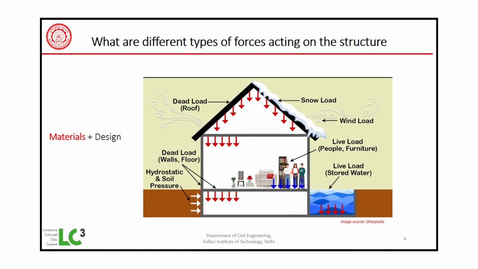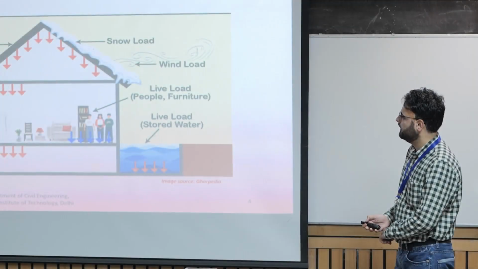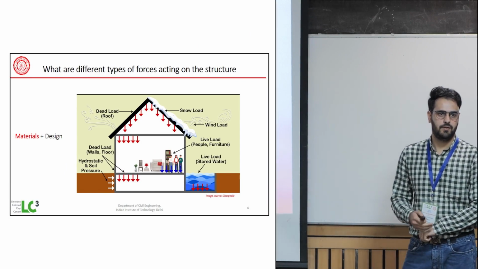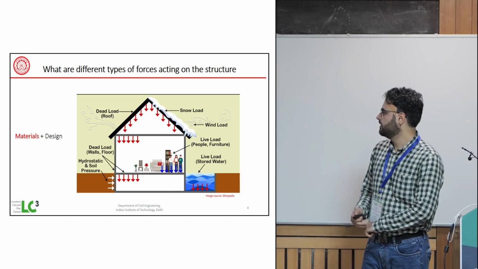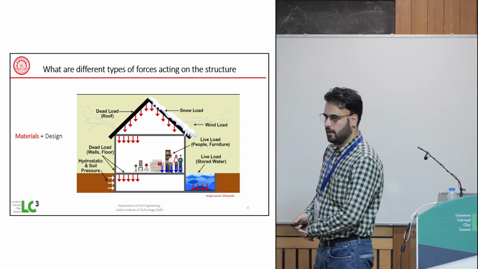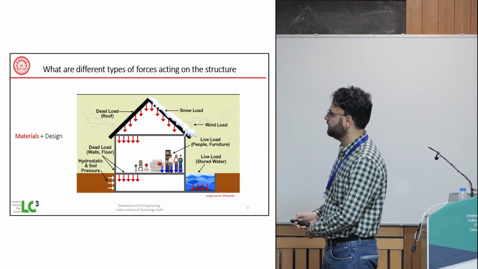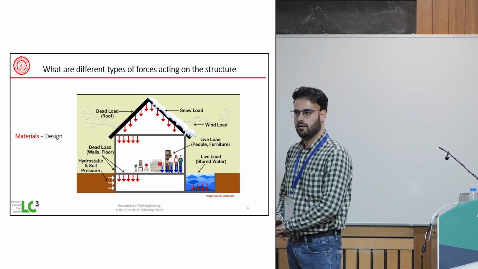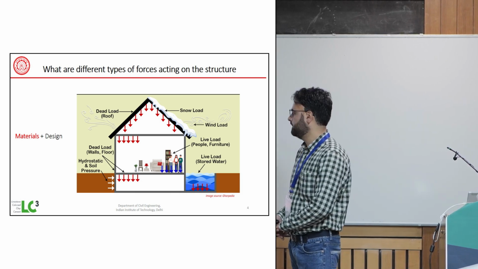Now, we will start with a little basics. What are the different types of forces or loads which are acting on a structure? For example, we have a dead load. That dead load is essentially the load of the structural components, for example, the wall, the floor. So our structure has to be strong enough to resist the compressive forces, which is itself a mechanical property.